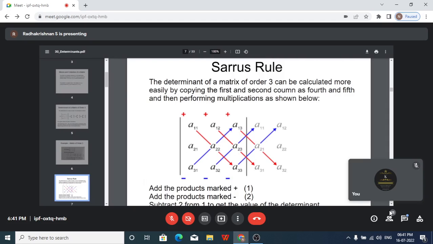Similarly, the blue lines are clear. From bottom to top, A31 into A22 into A13. Add the three products along the blue lines. Then you subtract the second from the first. So you add all the plus terms, add the minus terms, and subtract the minus value from the plus value. Then you get the value of the determinant. It is slightly easier, but it is applicable only for a matrix of third order.